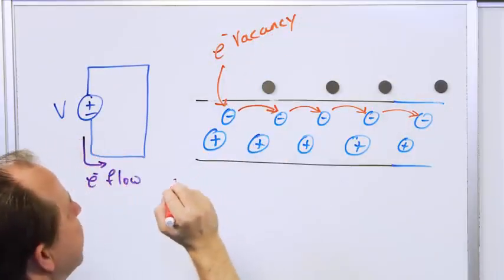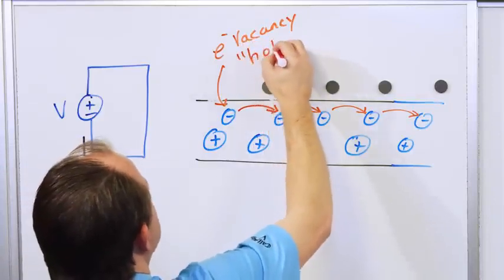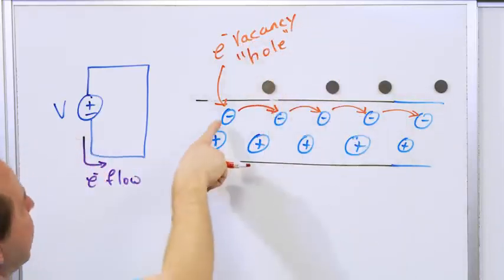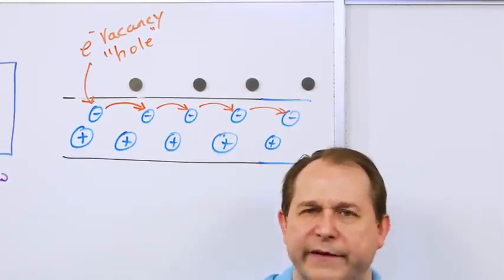You might say that since there's an electron missing, we can make up another word for this. We can call it a hole. Why do we call it a hole? Well, because once the electron's gone, there's like a missing electron there, almost like a hole that you've dug there.